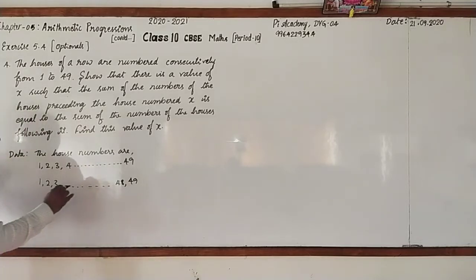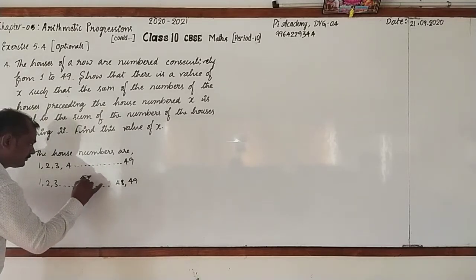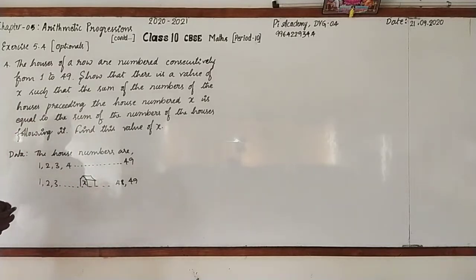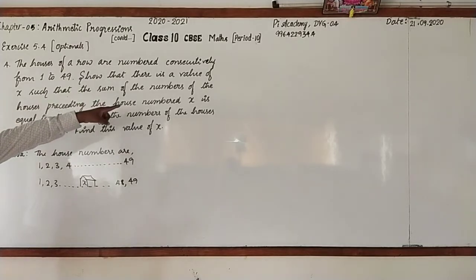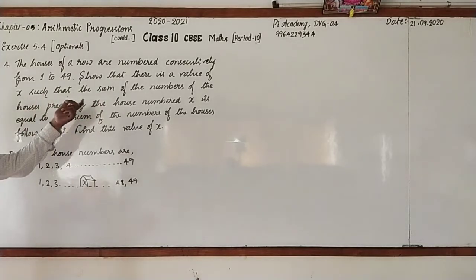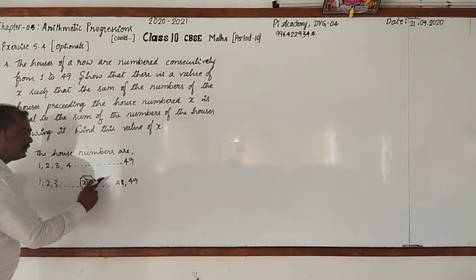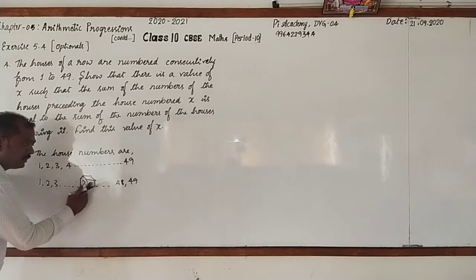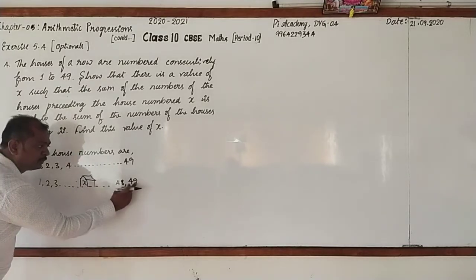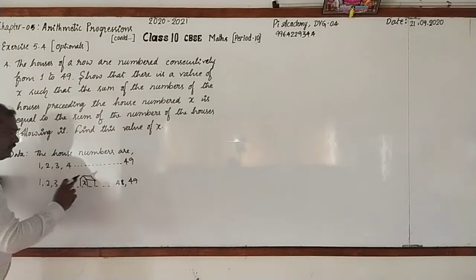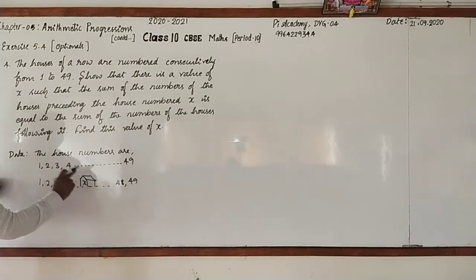Next, there is a house number x. We do not know this. See that. This is house number x. It has been given that the sum of the house numbers of the houses preceding the house number x, that is the sum of the house numbers from 1 to the number which comes before x, will be equal to the sum of the house numbers from whatever the number that comes after x up to 49. Those are equal. Then we have to find out the house number x.